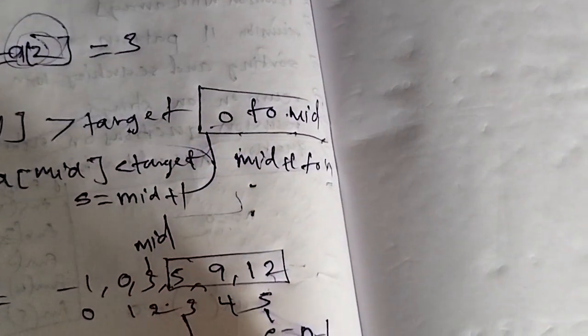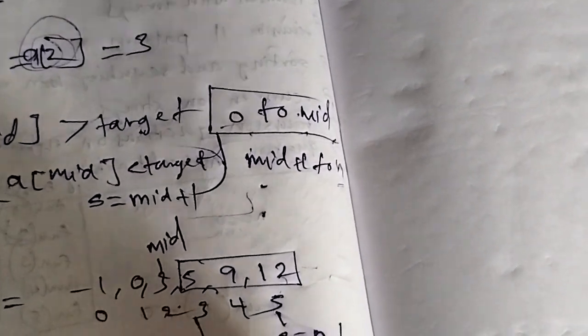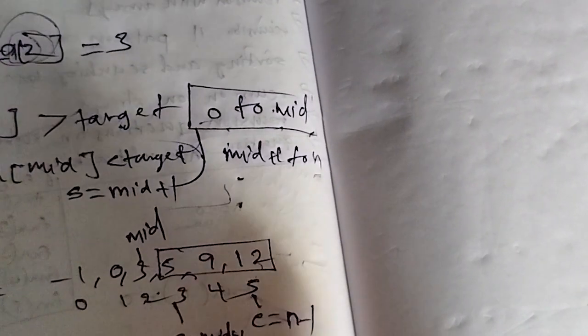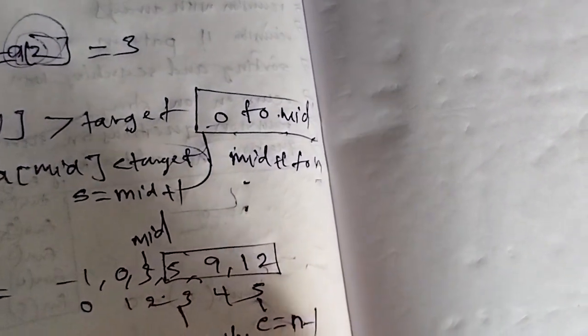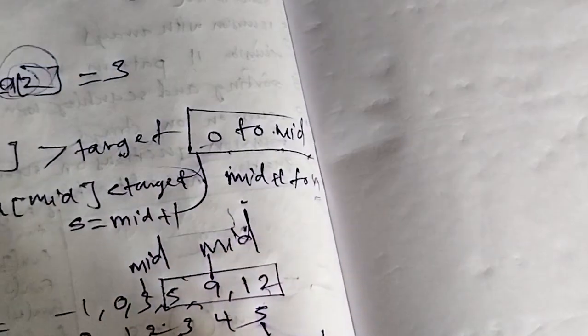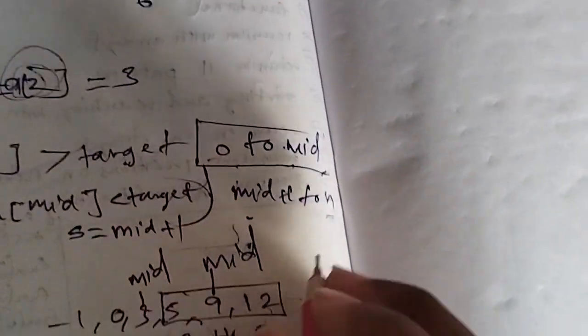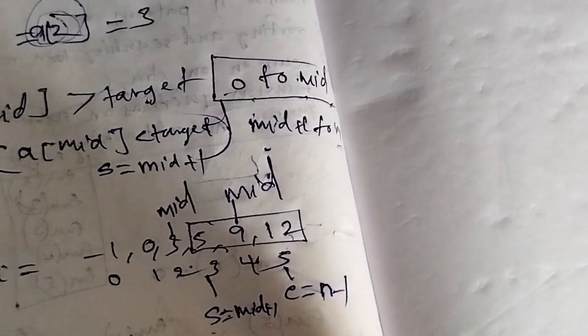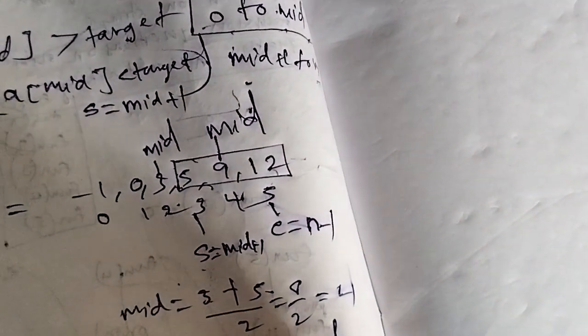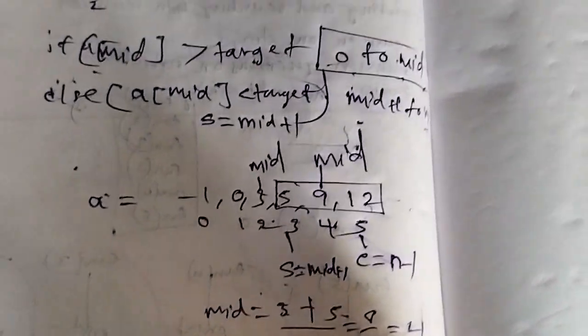Again we will do mid is equal to s plus e by 2, which is 3 plus 5, 8 by 2, which is 4, right? So here is the next mid. We will see whether the mid is equal to the target or not. A of mid is equal to target now. So we will then return the index which is mid.